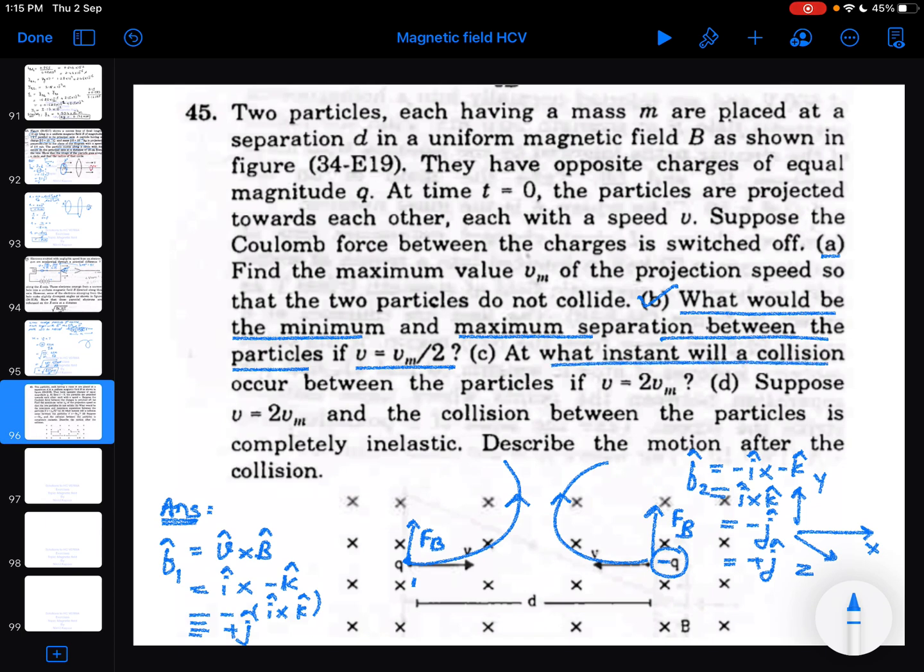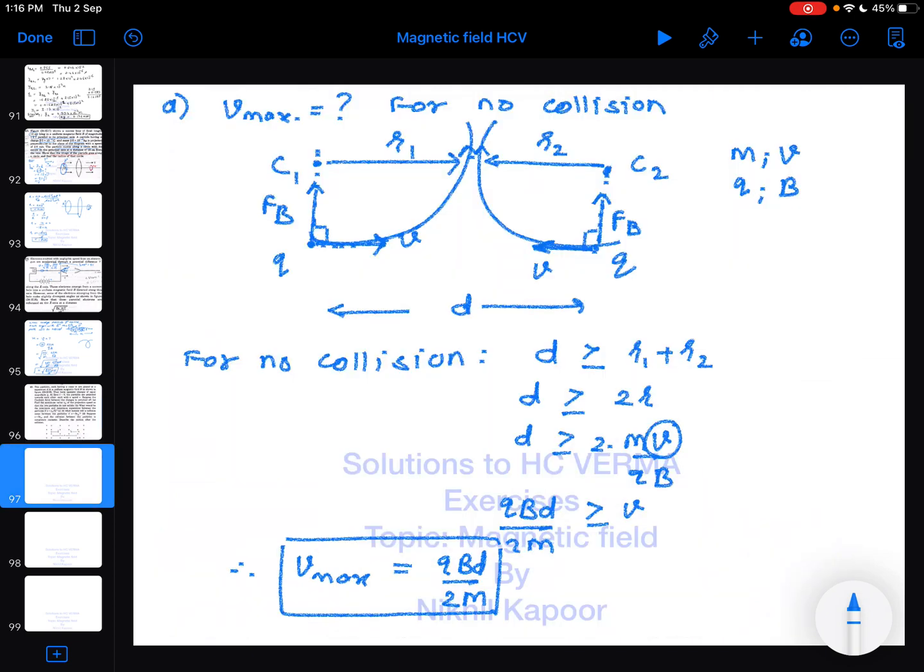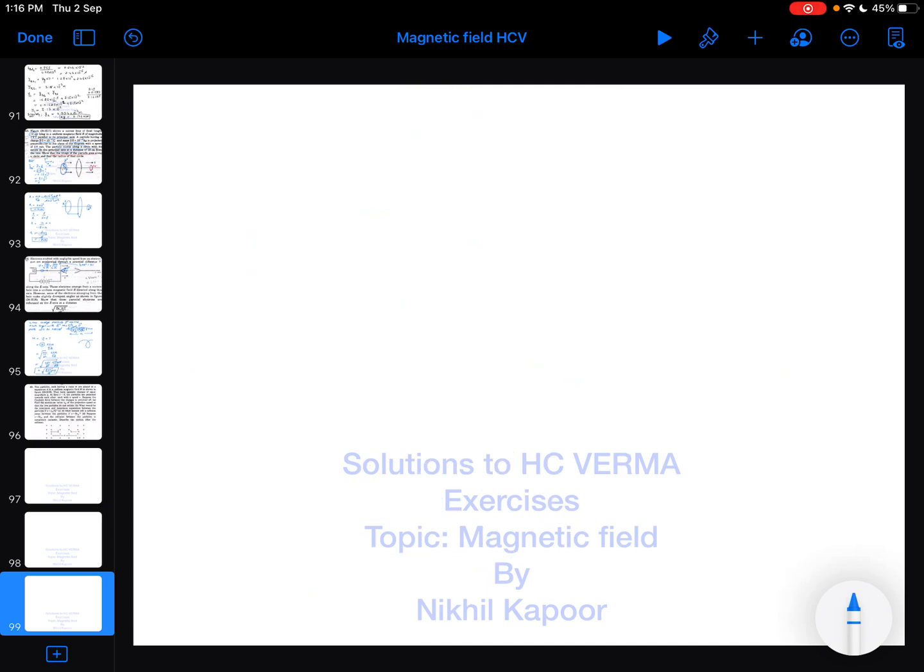At what instant will a collision occur between the particles if v is twice of vm? Now the condition for no collision is not satisfied, because vmax is qBd by 2m, and they said the speed given is twice of vmax. So if the speed of projection is twice of vmax, the particles will collide. Definitely the particles will collide, that we know very well.